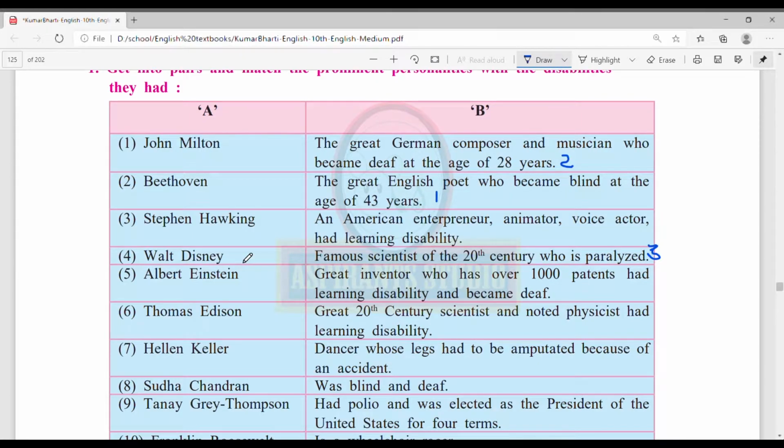Walt Disney. An American entrepreneur, animator, voice actor had learning disability. So this is 4. Albert Einstein. Great 20th century scientist and noted physicist had learning disability. So this is 5. Thomas Edison, great inventor who has over 1,000 patents, had learning disability and became deaf. So this is 6.